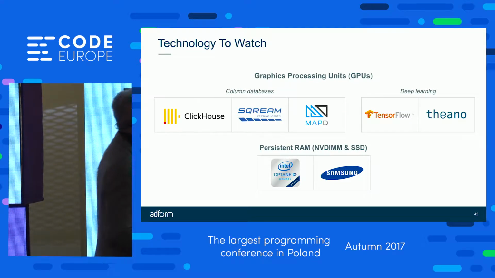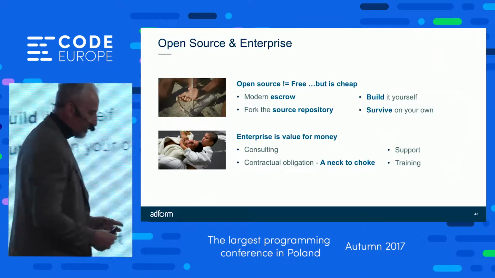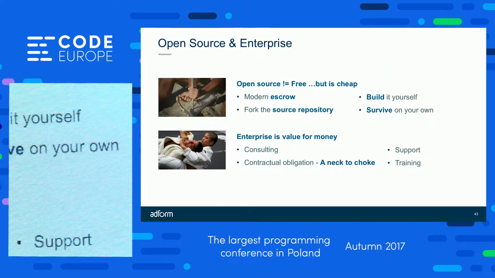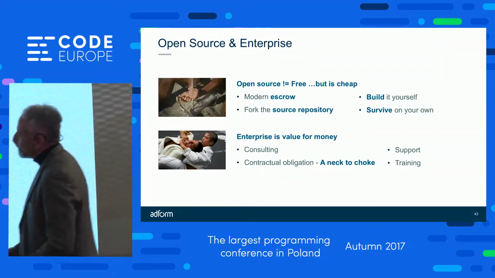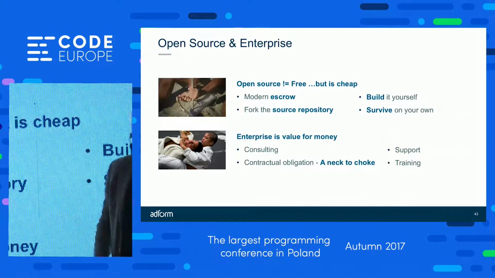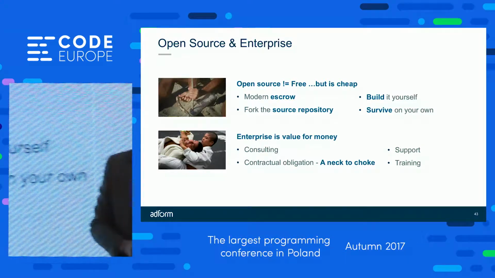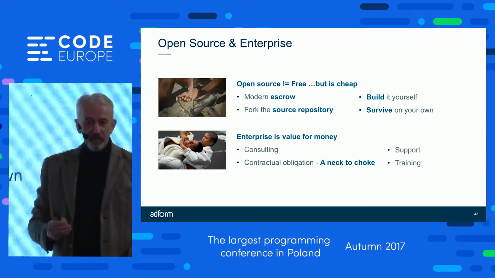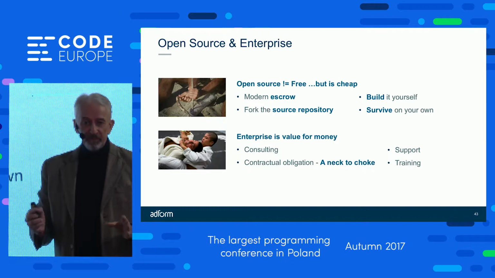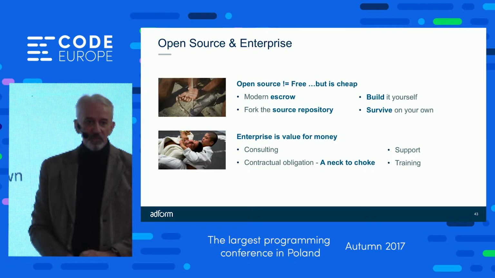Okay, so let me talk about open source and enterprise. There's a couple of religious fights about open source and enterprise, which is better. So open source doesn't equal free, but it's cheap. There is a cost associated with it. If you use open source, I recommend that you fork the repository yourself, download it, and know how to build it. So once every quarter, build those packages yourself.